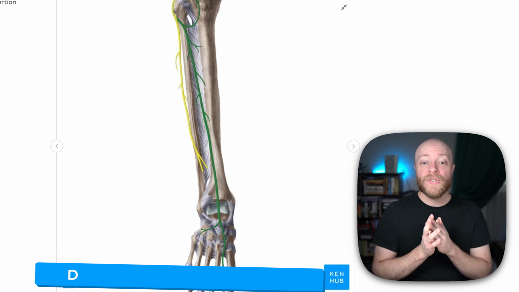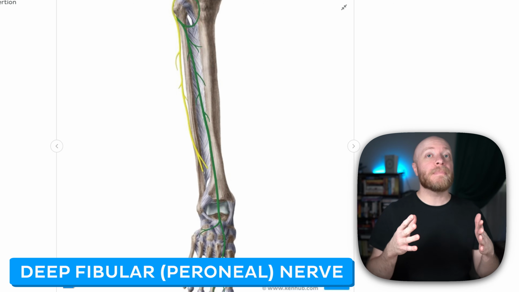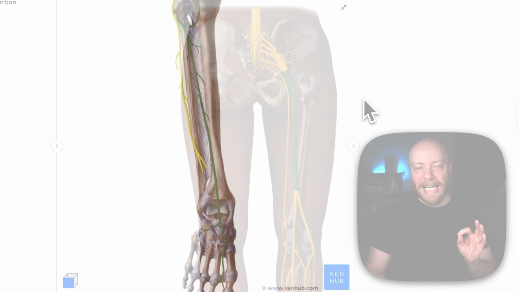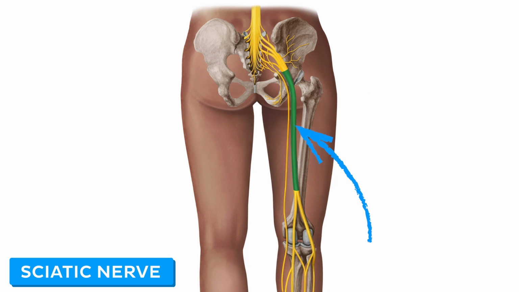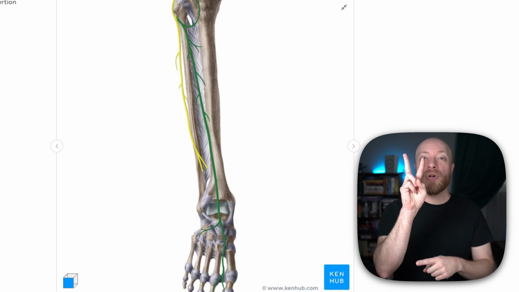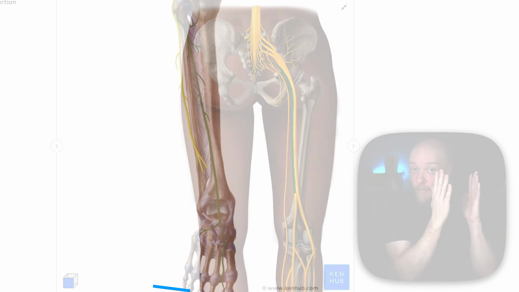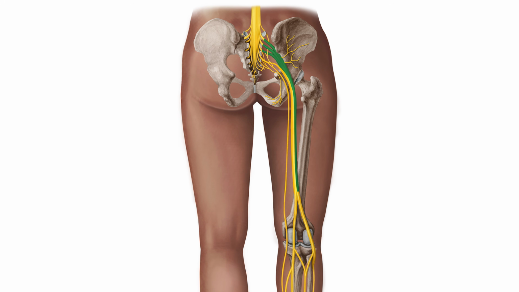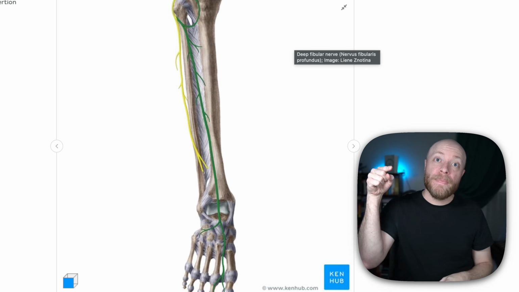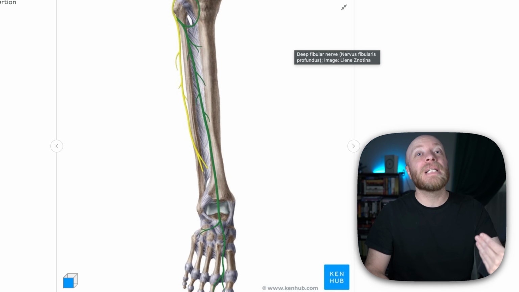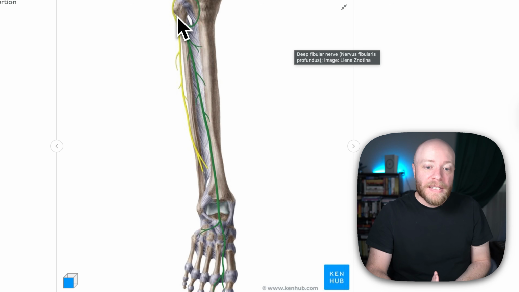And this is going to come from what is called the deep fibular or deep peroneal nerve. Now, this right here is a branch of the sciatic nerve. So traveling down the back of your leg is the sciatic nerve, but it's really two nerves bundled together. You have what's called the tibial division and the common fibular division. Then at the knee, they split, and the common fibular is going to start to make its way into the lateral and anterior side of the crus, and then it splits again. And that's what we're seeing here.